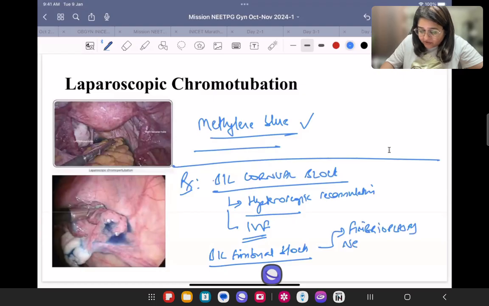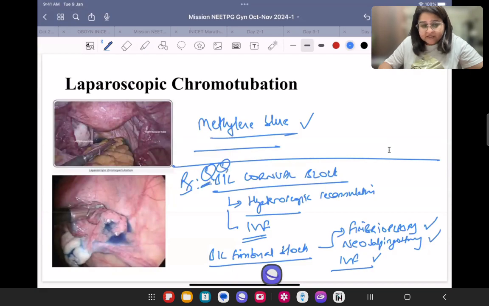Or you try to create a new opening. That means a neosalpingostomy. Or you do an IVF. Okay. So fimbrioplasty or a neosalpingostomy, these are surgical techniques. Or you directly do an IVF. So questions that have come in the past twice, this has been asked.